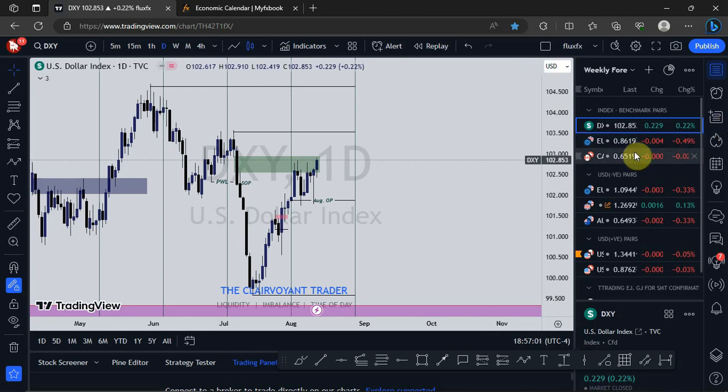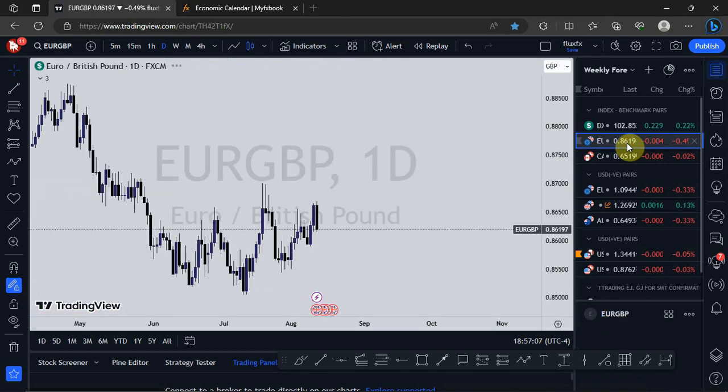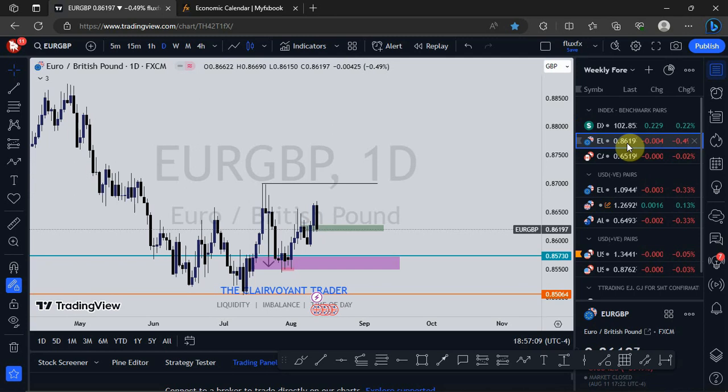Let's get into EURJPY and see what is happening. As I always say, EURJPY is not a pair I trade. I use it as a benchmark for EURUSD and GBPUSD, just to select which pair is going to be appropriate to trade after knowing how the dollar index will be moving. Kindly take note of that.